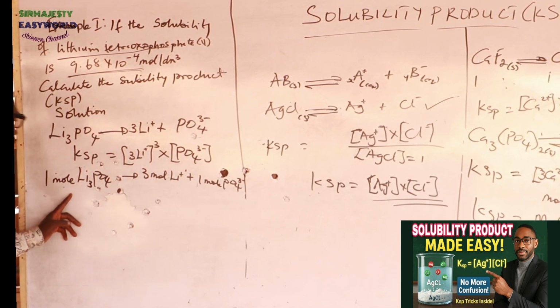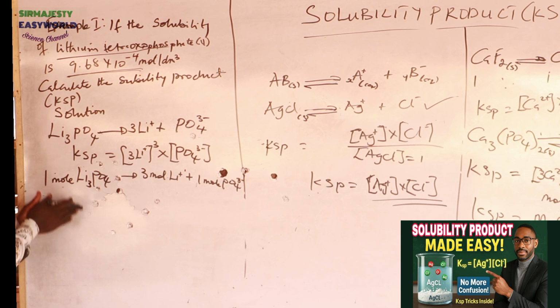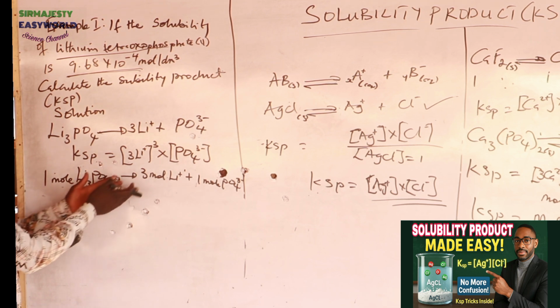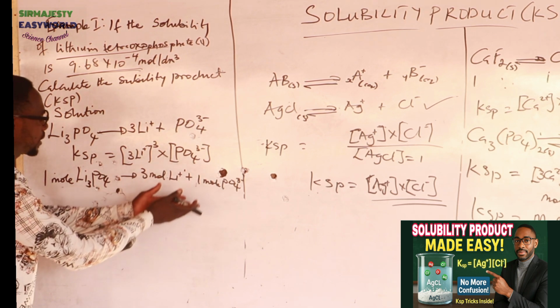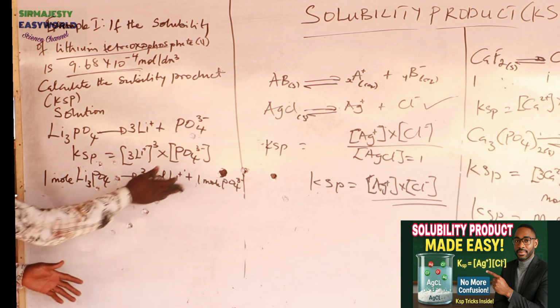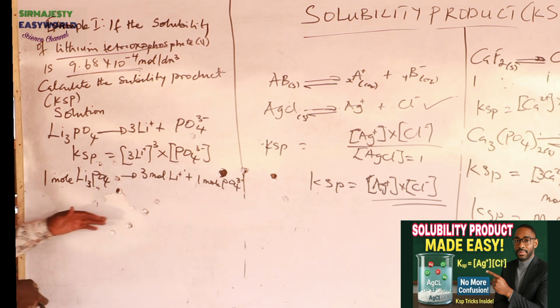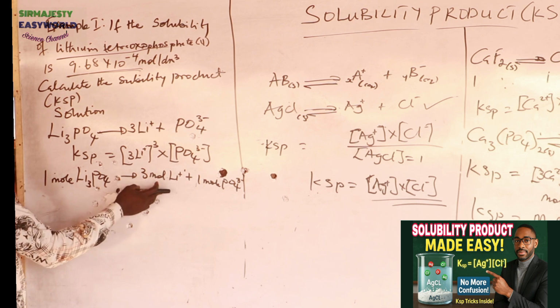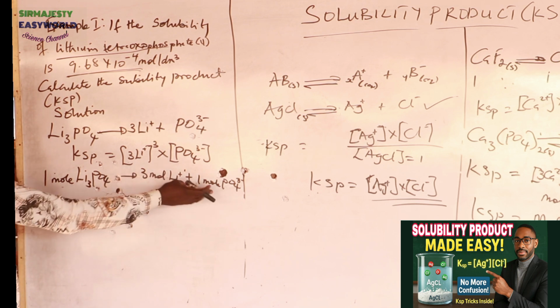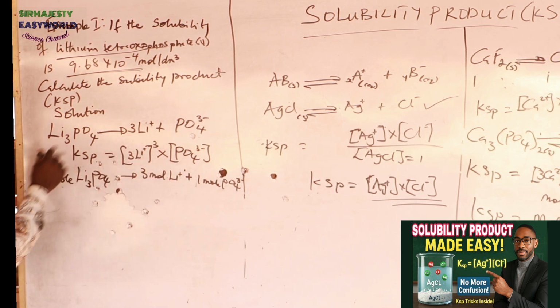Alright, looking at this means that 1 mole of lithium tetraoxophosphate(V) gives us 3 moles of lithium ion and 1 mole of phosphate(V) ion. Then we defined earlier that it is the molarity of the ions raised to the power of their coefficients, and multiply the whole thing together. So we are going to represent solubility with S. This is our S. Is that clear?